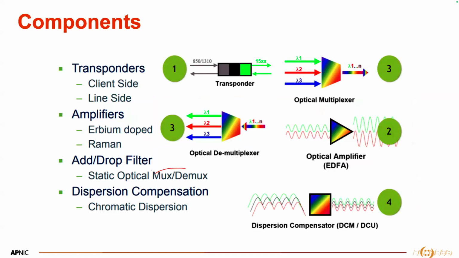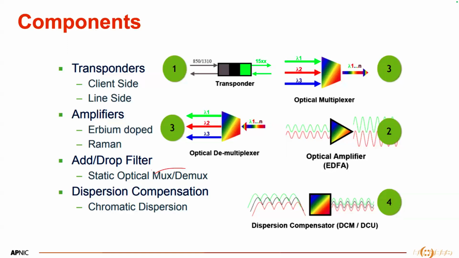Transponders have two sides, client side and line side. As I said, the line side is towards the network side, towards the multiplexing side. It is colored, it has a specific lambda, and it will be unique in the system. But the client side will be gray as it is shown in the picture, and it will either be 1310, or if you use multi-mode cable to connect in the same DC or in the same shelf, you can use the 850 as well.